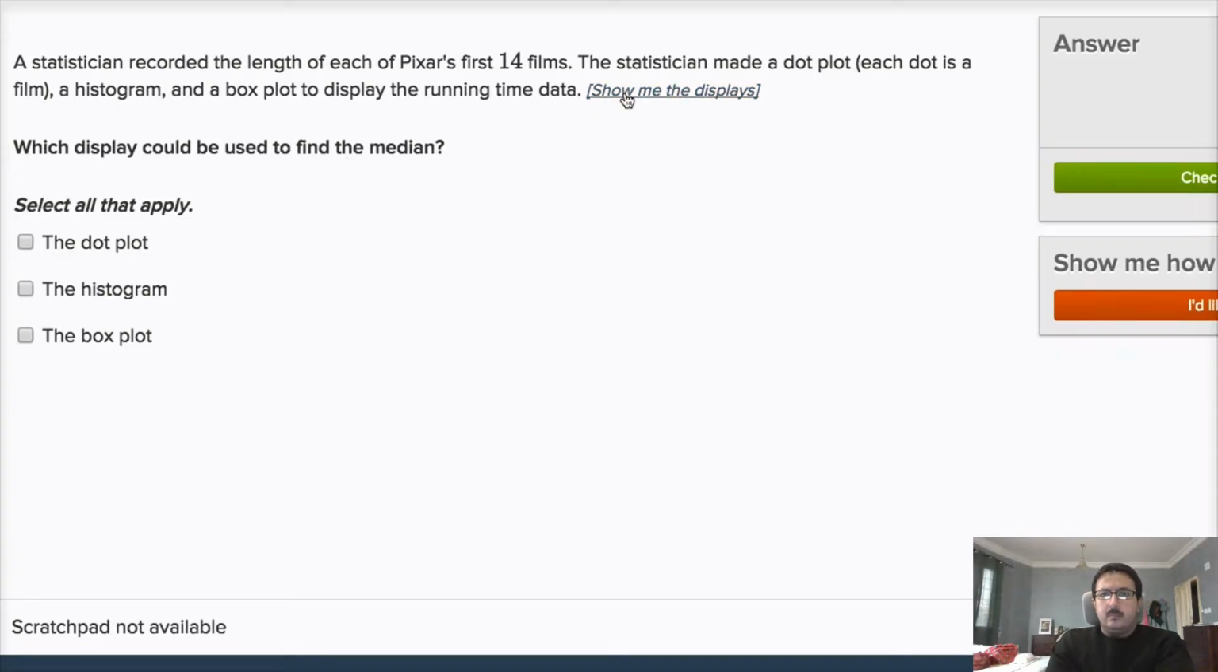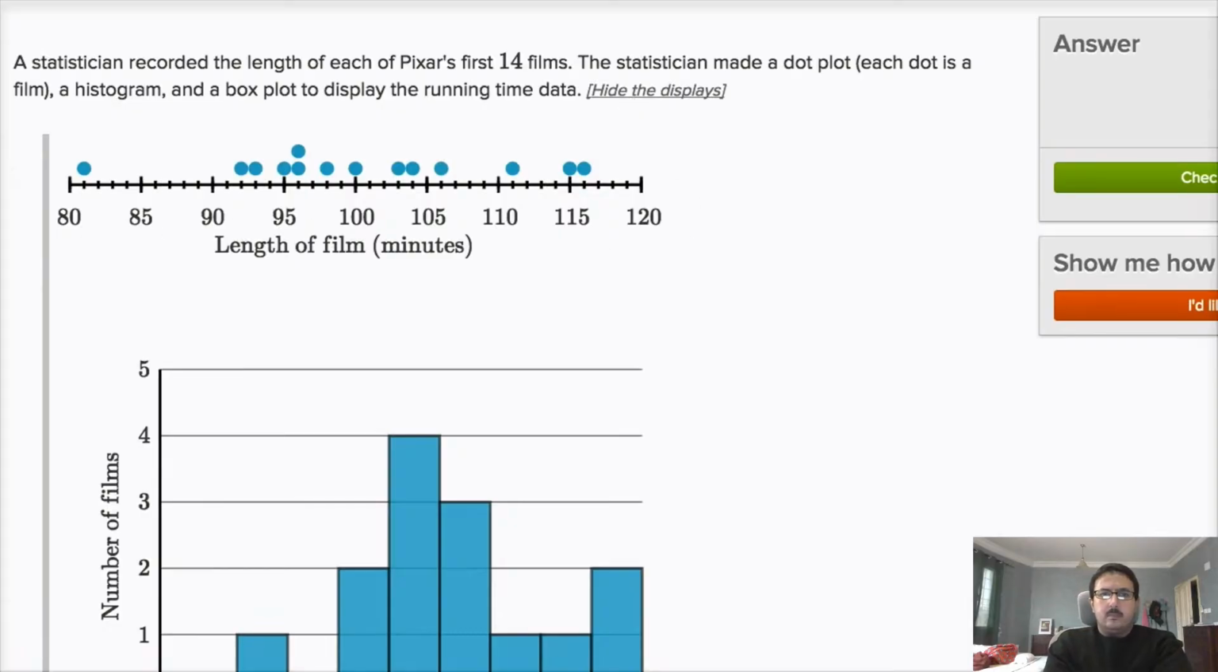All right, so let's look at these displays. So over here we see the 14. This is the dot plot. We have a dot for each of the 14 films. So one film had a running time of 81 minutes. We see that there. One film had a running time of 92. One had a running time of 93. We see one had a running time of 95. We see two had running times of 96 minutes, and so on and so forth.